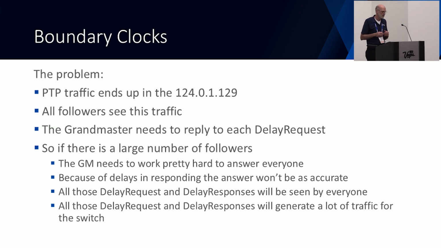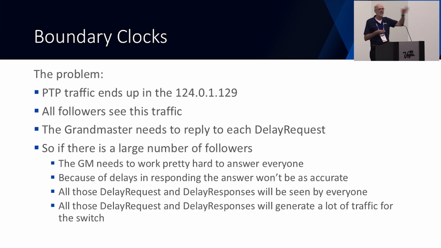Boundary clocks, okay? So let's look at the problem that boundary clock tried to deal with, okay? So we have PTP traffic on the network. PTP is multicast traffic. Everything gets sent to a multicast address. All the followers are seeing this traffic, and obviously so is the Grandmaster. As we saw, the Grandmaster needs to reply to each delay request. So if you have a large amount of followers, and they're all asking, can you measure the delay request? The delay response will tell me when you got it. The Grandmaster can get pretty busy and stacks up the requests and answers.